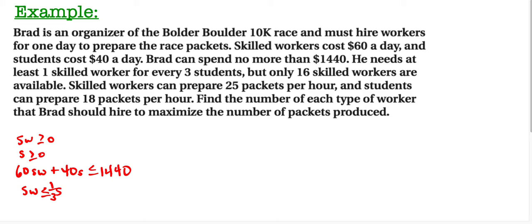So what does that say? 1/3 S. So there's going to be 3 times as many students as skilled workers. So if we want to kind of make them equalish, we're going to cut the number of students by 1/3. Or we could write 3 SW is less than or equal to S. And then the next sentence says only 16 skilled workers are available. So skilled workers has to be less than or equal to 16 because we can't have any more than 16.